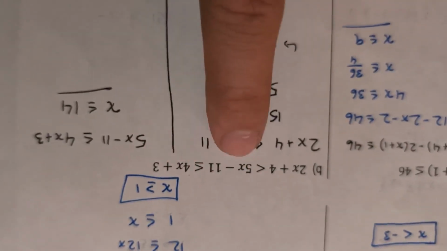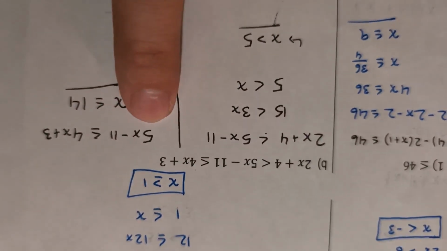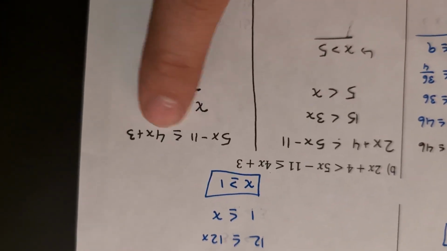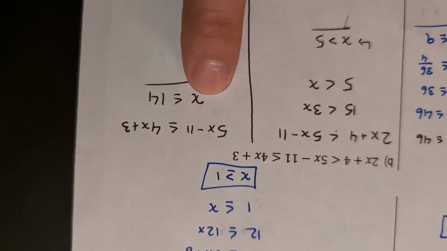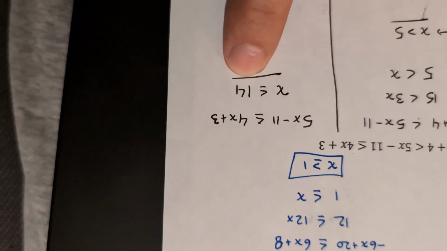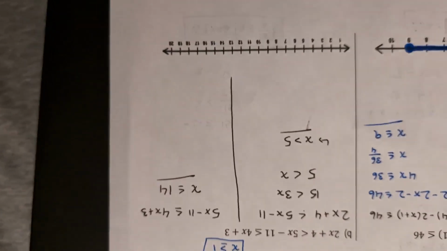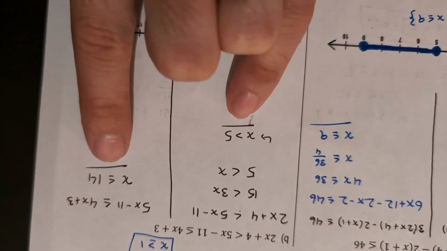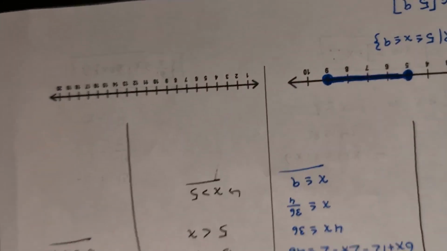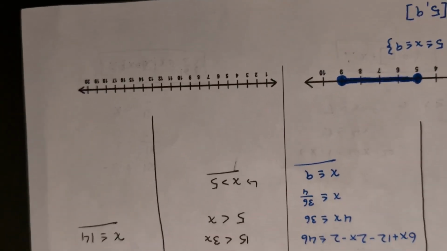And for our right inequality, so using these two things, 5x minus 11 is less than or equal to 4x plus 3. Subtract 4x, add 11, and we get x is less than or equal to 14. So again, we have two different conditions, and we want to try to combine that into a number line, and I'll show the set notation and interval notation as well.